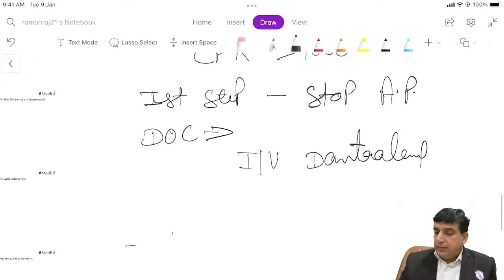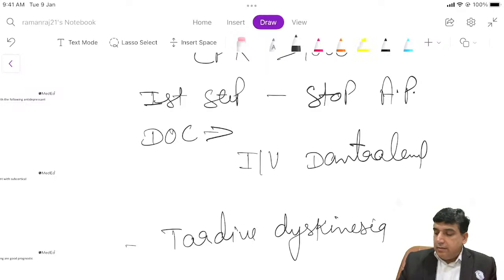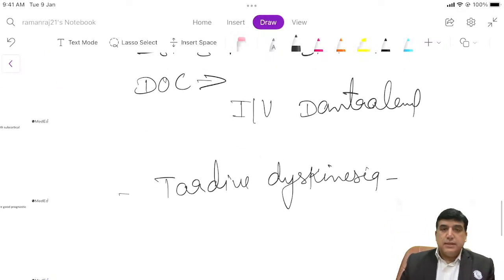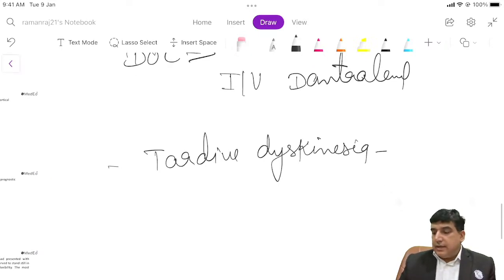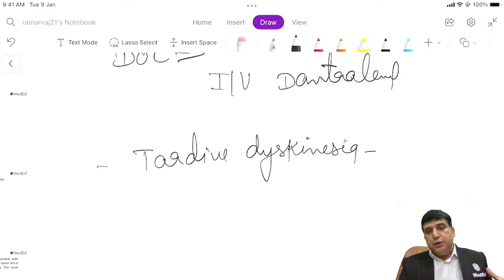Okay. And we have tardive dyskinesia. In acute dystonia, the upper body part is involved. In tardive dyskinesia, the lower body part also gets involved. Acute dystonia occurs within 2 weeks. Tardive dyskinesia needs at least 2 months of exposure to the antipsychotic. Okay.